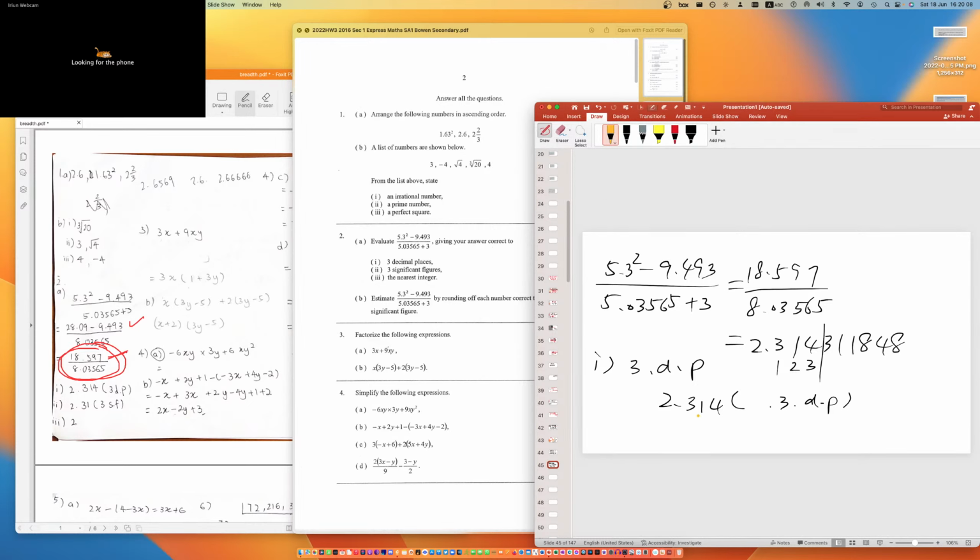Next, 3 significant figures. Significant figures are different, right? First non-zero, that's the keyword. First non-zero, first, second, third.